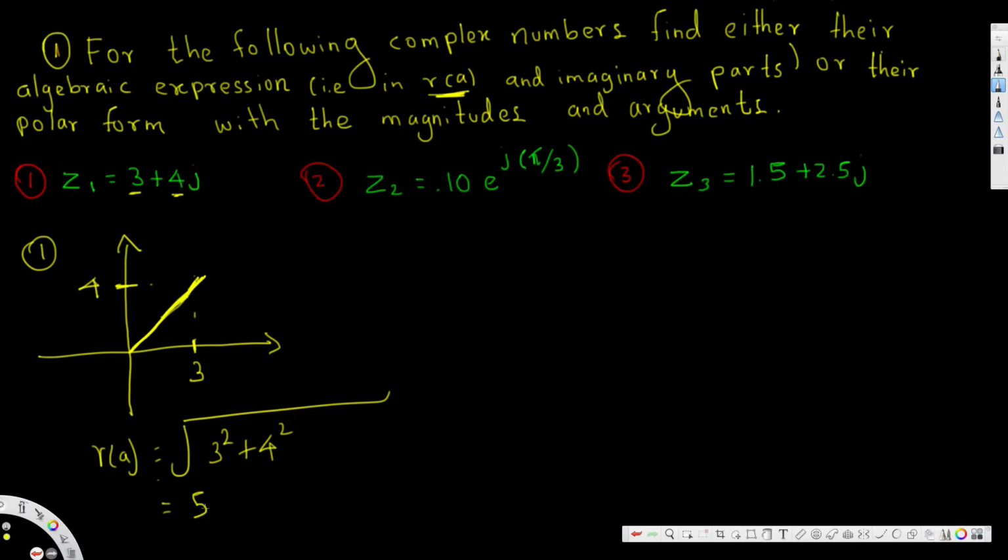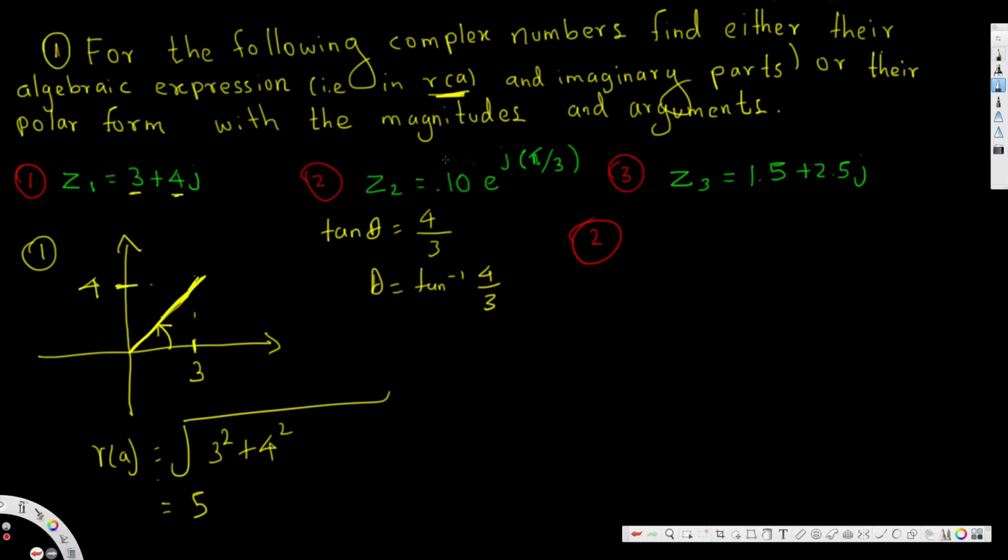And then also we can calculate the angle that it's making from here to here by using tan theta. Tan theta is y over x. Y is 4 over 3. So theta is going to be tan inverse 4 over 3, and whatever angle you get from this is going to be the angle of this. That's the first part. Now let's look at the second part.